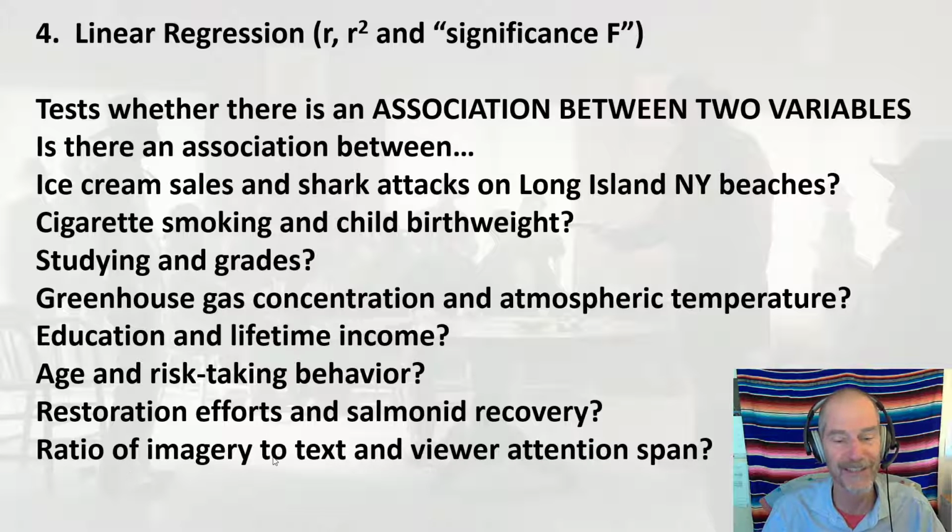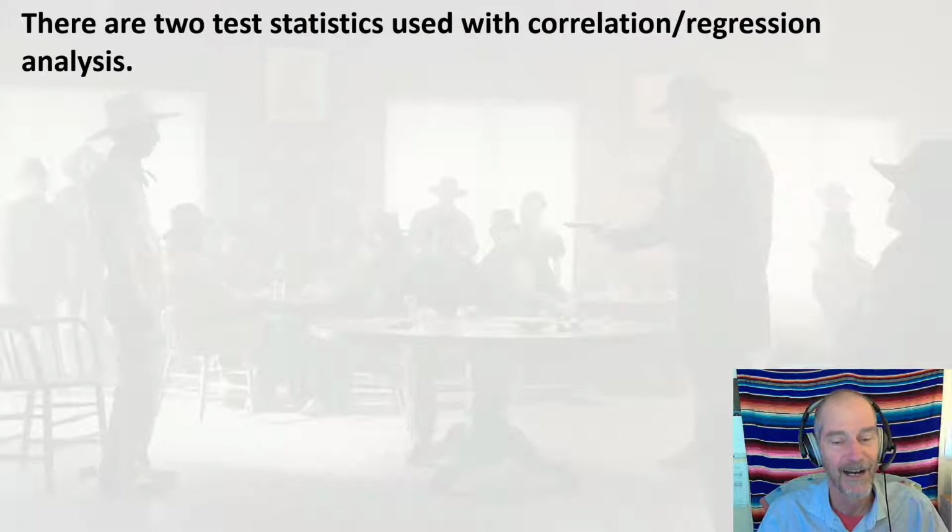Okay, ratio of imagery to text. And I have lots of examples. You can read them yourself. Now, there are two test statistics used with correlation and regression analysis. So you need to know what they are.